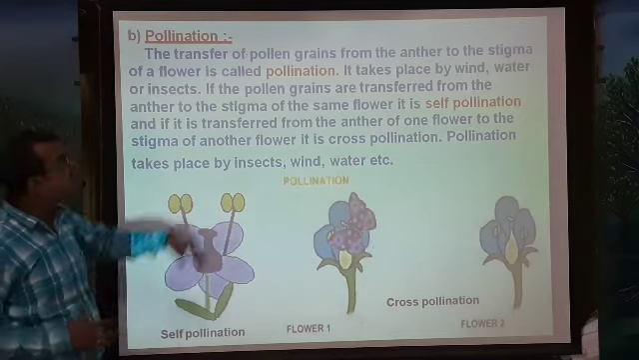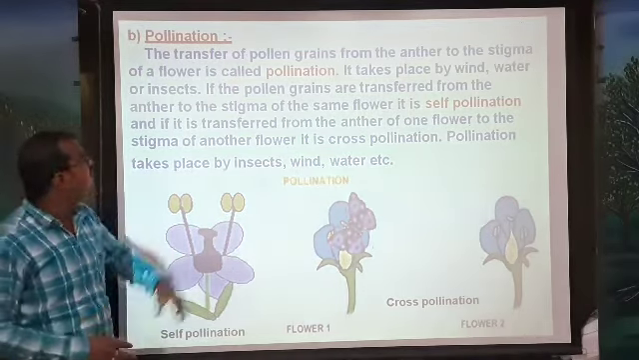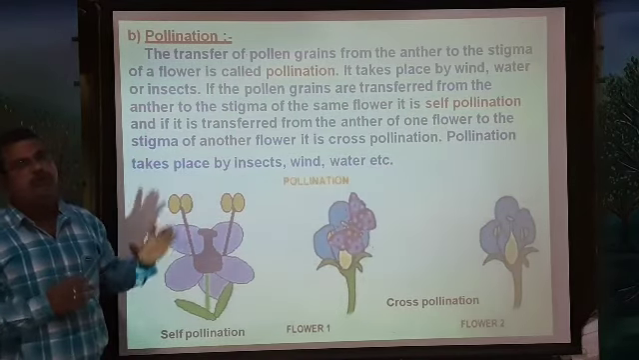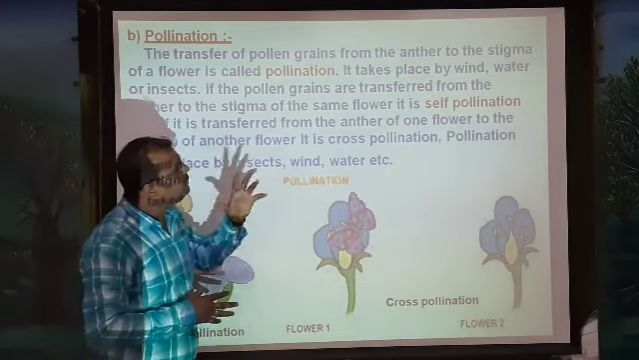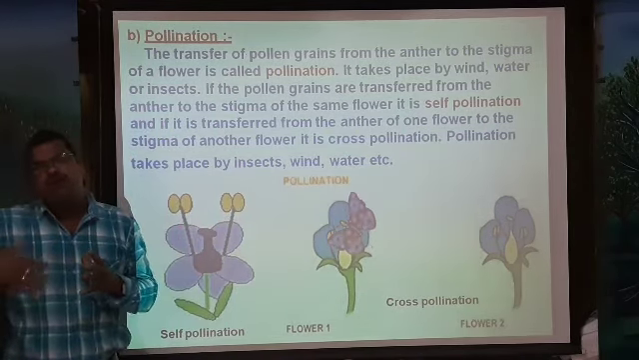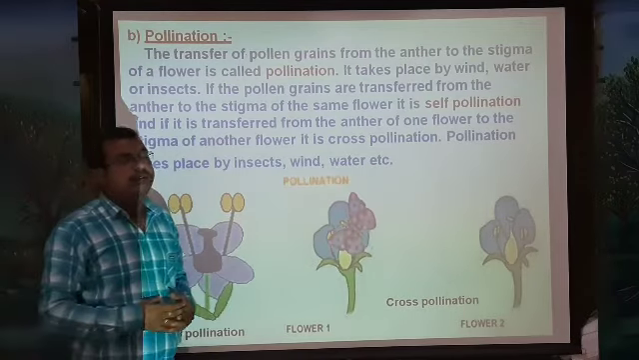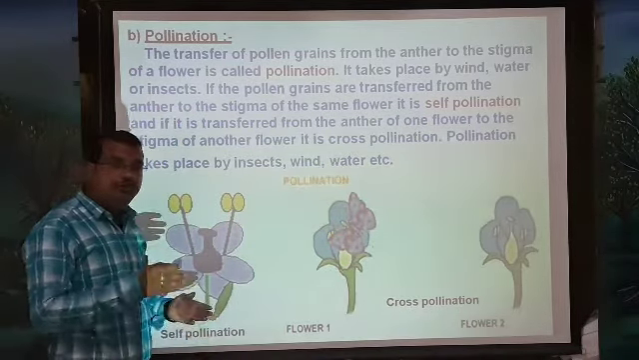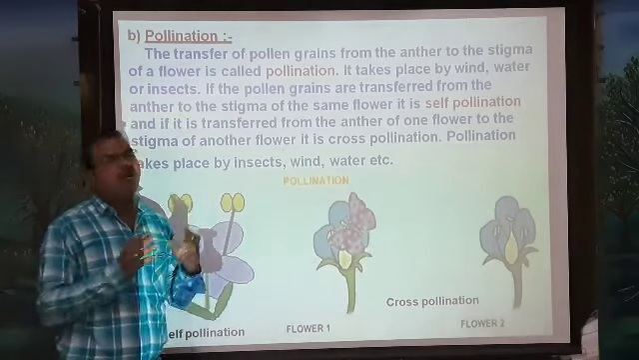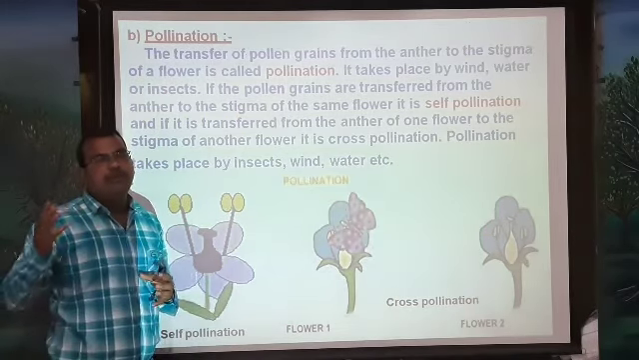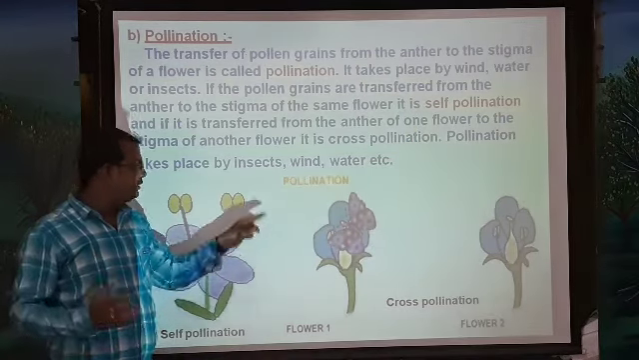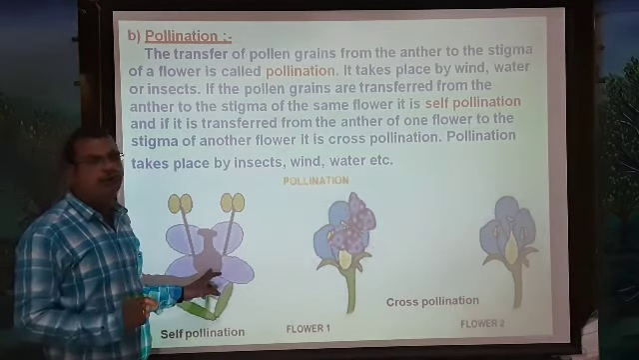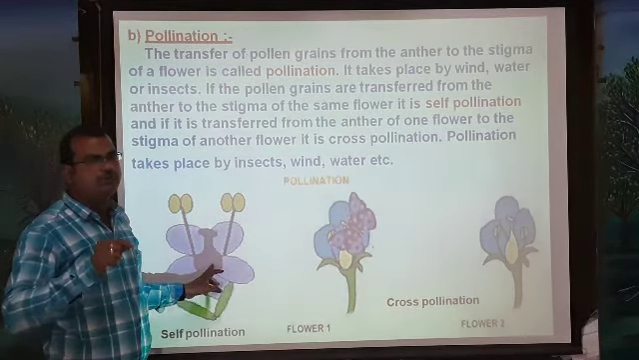This happens by the process called pollination. Then what is pollination? The transfer of pollen grains from anther to stigma of a flower is called pollination. How are these pollen grains transferred from anther to stigma? By means of wind, water, or insects. With the help of wind, water, or insects, the pollen grains are transferred from anther to stigma. From the stigma it goes to the ovary, which contains ovules, and fuses with them.